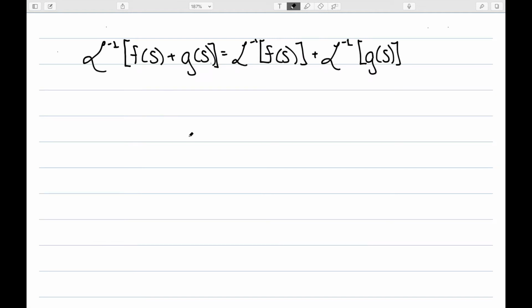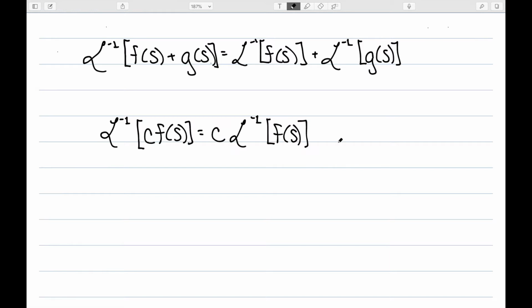Now that we have a better idea of what the inverse transform is, let's talk about one of the big properties, which is linearity. The first piece of linearity says that the inverse transform of f of s plus g of s is the inverse transform of f of s plus the inverse transform of g of s. So I can break this up over addition. The second piece says the inverse transform of c f of s is c times the inverse transform of f of s. So I can move constants in and out.